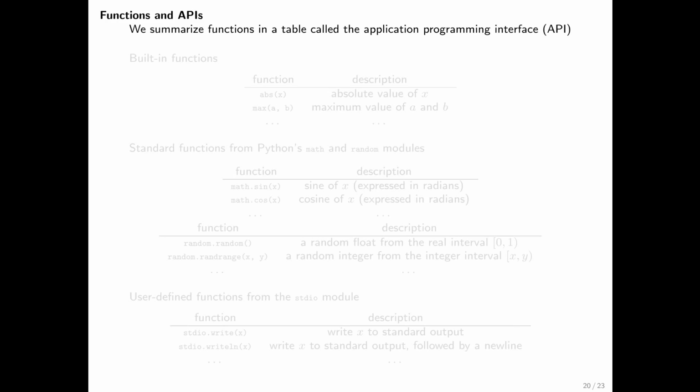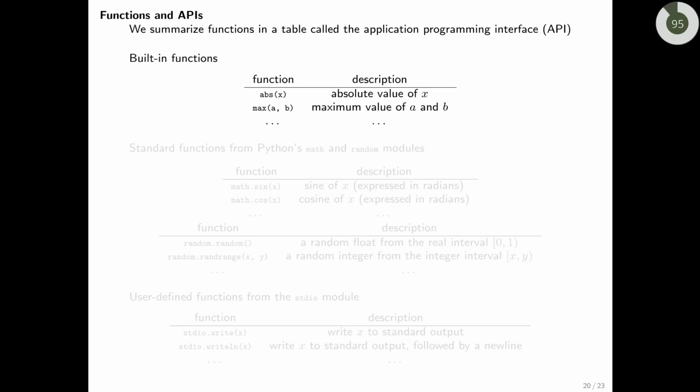Okay, now we typically summarize functions in a table called the Application Programming Interface, or API for short. So API is essentially a way of documenting the functions inside of a library. So here is the API for the built-in functions in Python. Remember that these are functions that you can use directly without importing, right? So here are some examples.